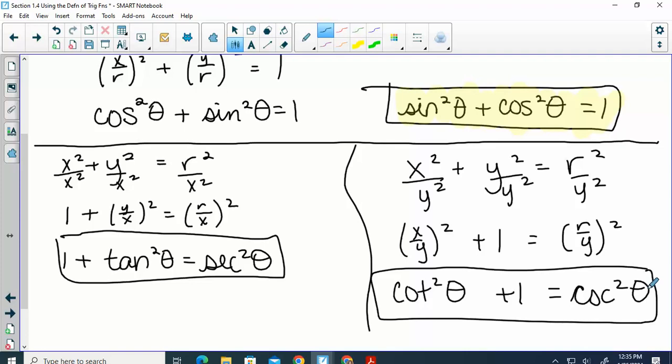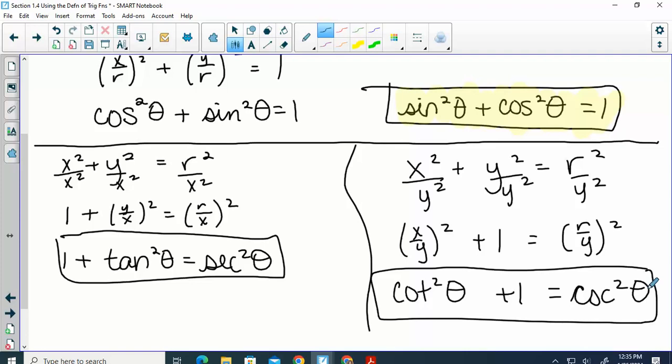At this point, they're all fair game. You're welcome to use any of them. But the only one that I would potentially ask you to use right now would probably be the first one. That's the most commonly used one. And we will see them again in greater detail later on. Any questions about where these identities came from?